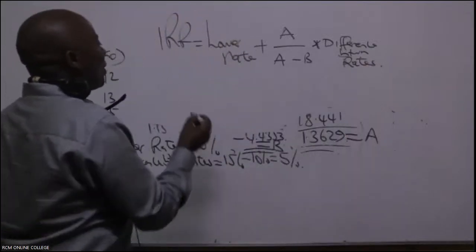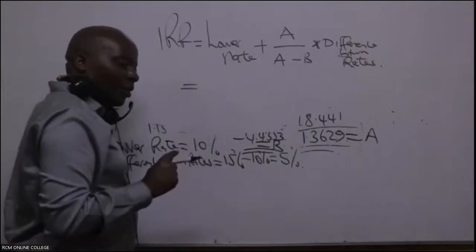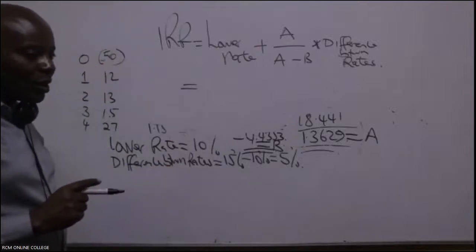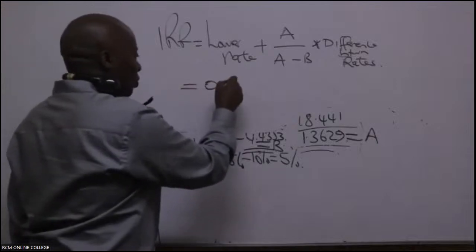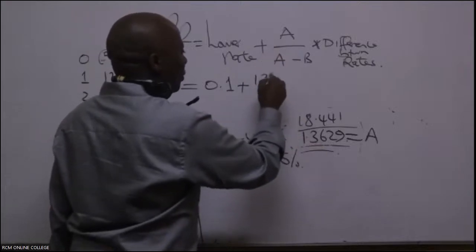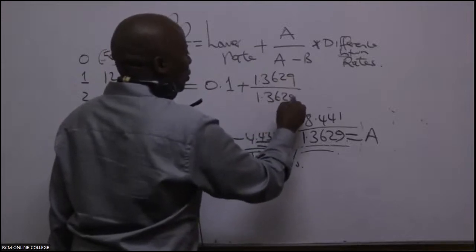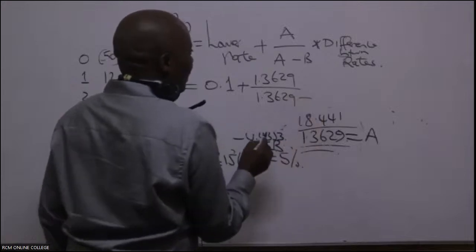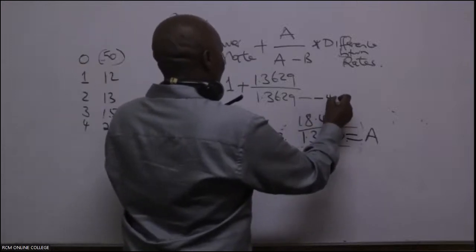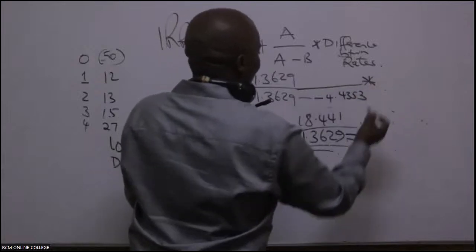Ladies and gentlemen, our IRR will be equal to the lower rate. What was our lower rate? It's 10%, which is the same as 0.1, plus our R. Our R is 1.3629, over R minus B. And B itself is minus 4.4353, times the difference between rates.